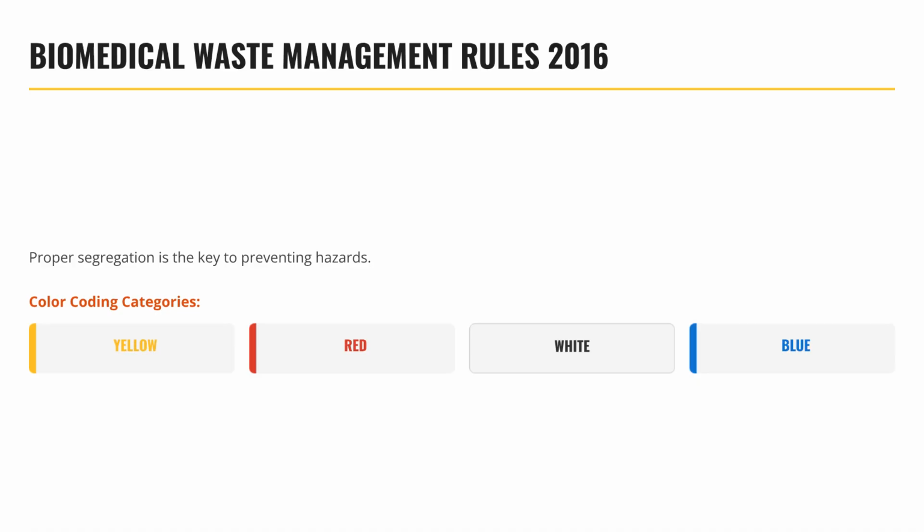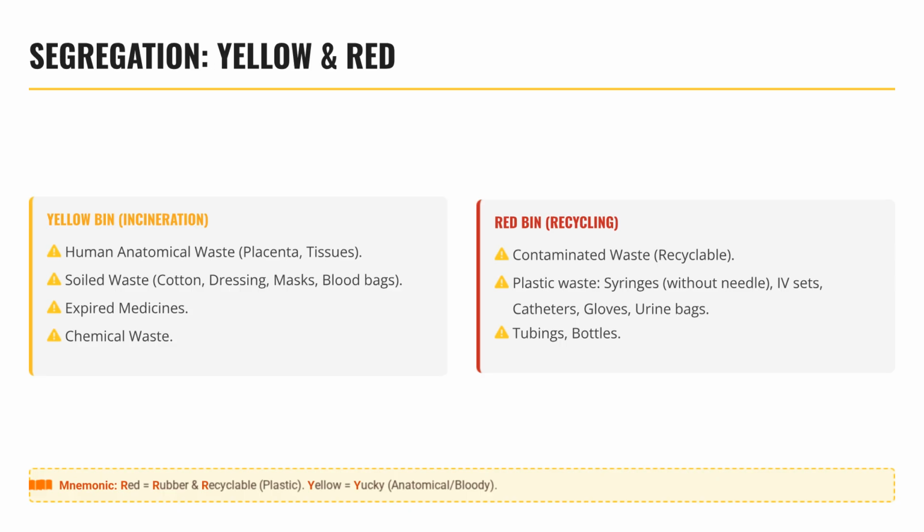Biomedical waste management rules mandate proper segregation using color-coded bins to prevent hazards. The categories are yellow, red, white, and blue. The yellow bin is for incineration, containing anatomical waste, soiled waste, expired medicines, and chemical waste.